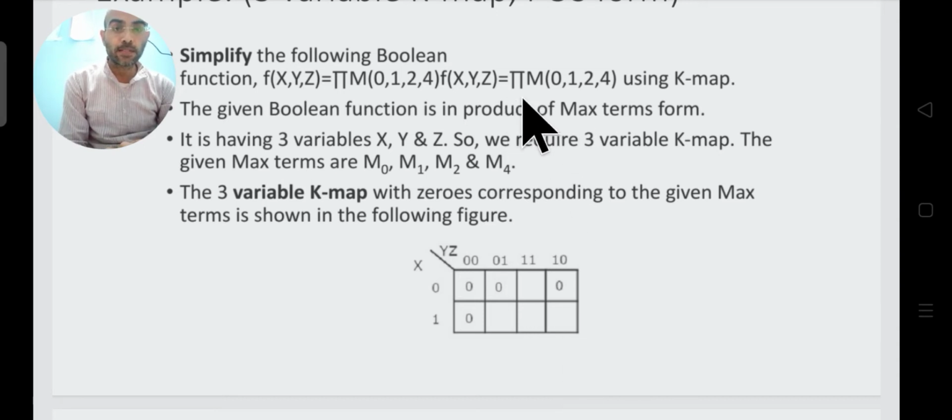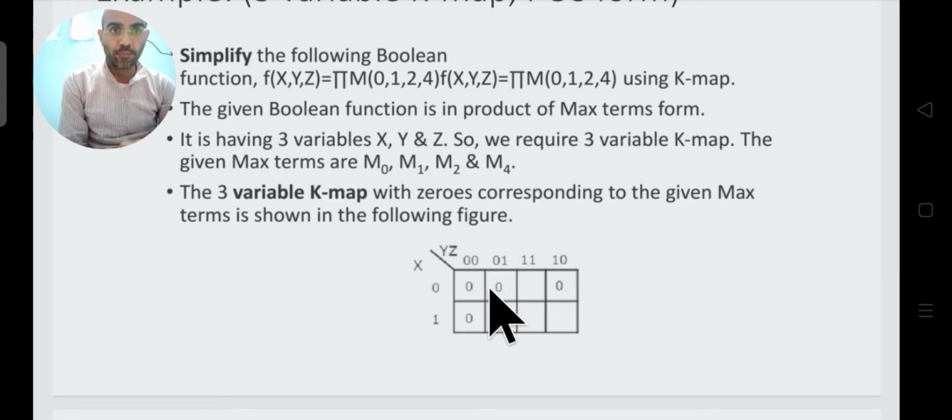Now these terms are max terms. So rather than filling up the ones in the K-map, we fill up the zeros. Again these are the positions: this is the 0 position, 1, 3, 2, 4, 5, 7 and 6. The positions will remain the same. Now we will fill up these positions. Wherever these max terms are present, we will fill up a 0, and then we will combine them and see what the answer will be.